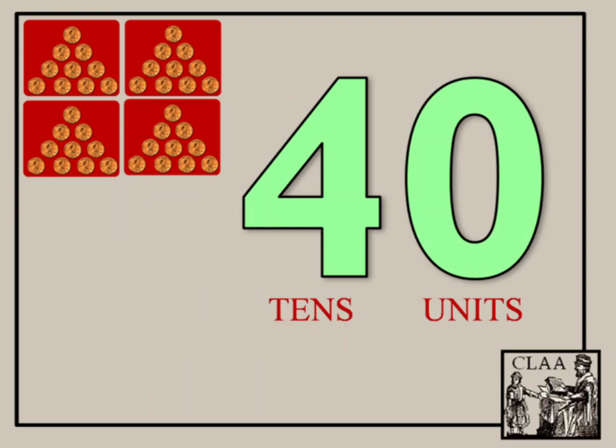After 39, we have 4 sets of 10. When we have 4 sets of 10, we have the number 40. 40 is written with a 4 and a 0. The 4 tells us we have 4 sets of 10. The 0 tells us we have 0 units more. 40.